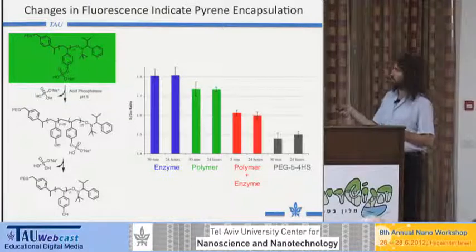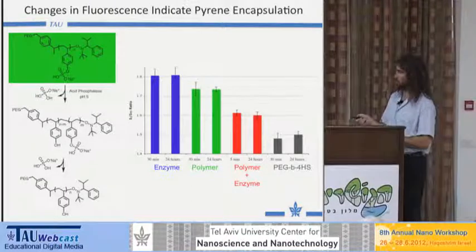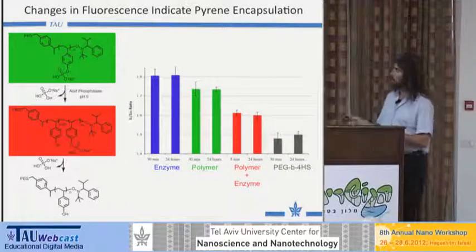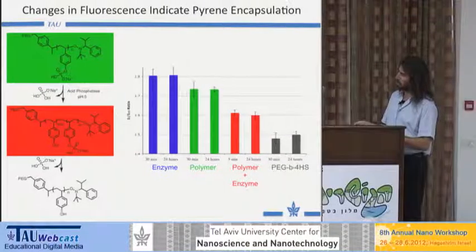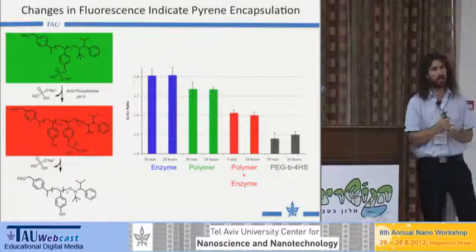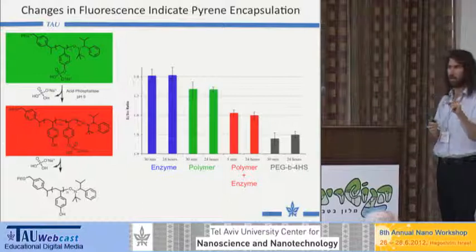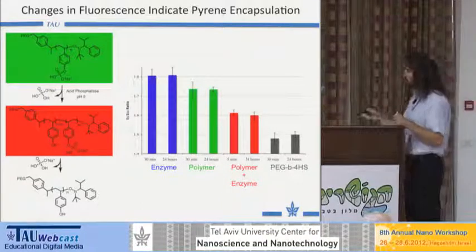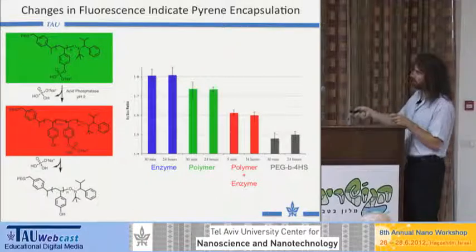And you can see that the ratio is maintained after 24 hours. There's no change. However, if we take our polymer and add the enzyme, you can see that already after 5 minutes, which is essentially the time it takes to take the enzyme, pipette it into the solution that contains our polymer, mix it, put it in a cuvette, and read it in the fluorimeter, it's around 5 minutes to get decent reads.